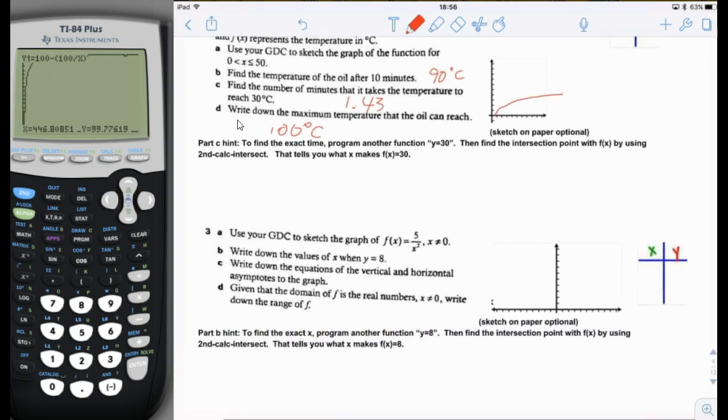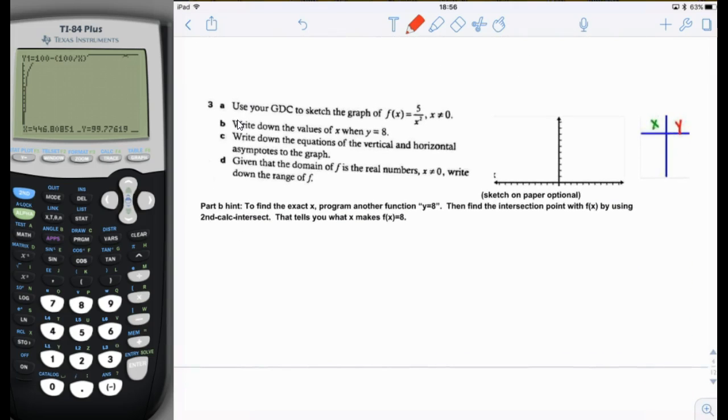Number 3. Use your GDC to sketch this graph, 5 over x squared. It's kind of a weird graph. Different than what we've been graphing. We could put parentheses. In this case, it doesn't really matter, but that's okay. Better to have more parentheses than you need. 5 divided by x squared, and then we're going to graph it. It doesn't say from where to graph it, so let's just do zoom standard. Zoom standard is option 6.